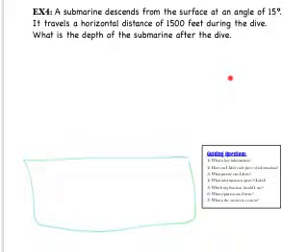And I literally just typed that into my calculator, and I got 401.92. So what is the answer in context? Well, that 401.92 means that the submarine is 401.92 feet below the surface of the water.